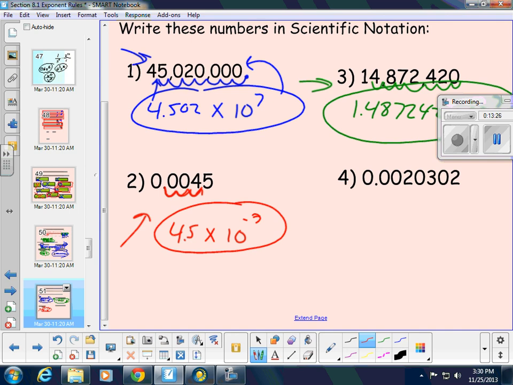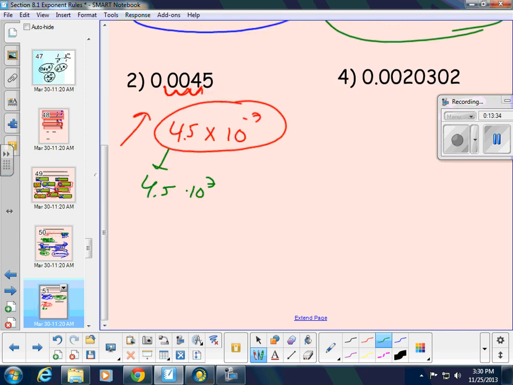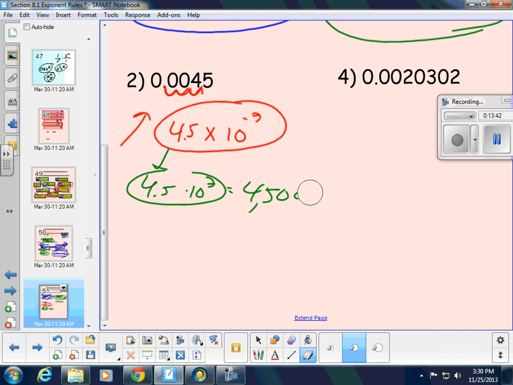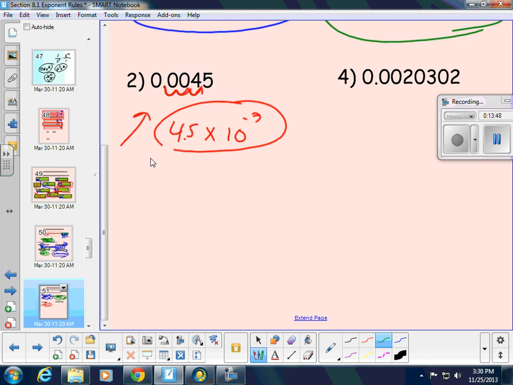If this said 4.5 times 10 to the positive third power, well, that number would actually be what? 45 with 2 zeros after, that'd be 4,500. So the fact that it's a negative exponent tells me it's one of those smaller numbers, less than 1. And so that's how I'd write that, 4.5 times 10 to the negative third power.